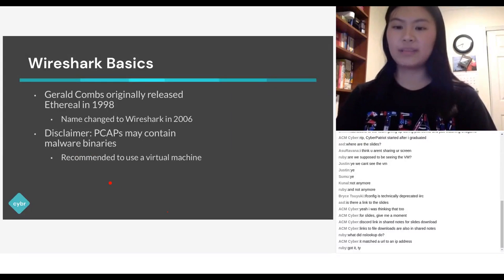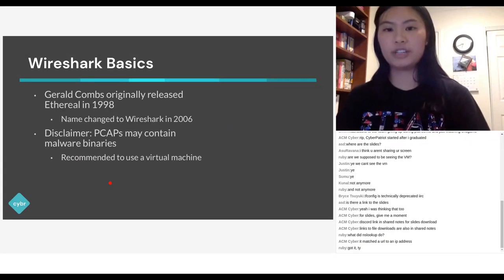Okay, disclaimer, I think I mentioned this before, but I recommend whenever you're performing a task to use a virtual machine.